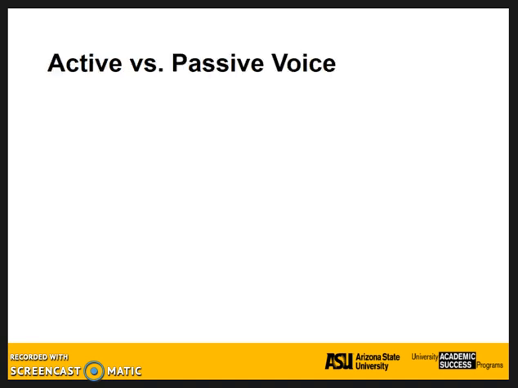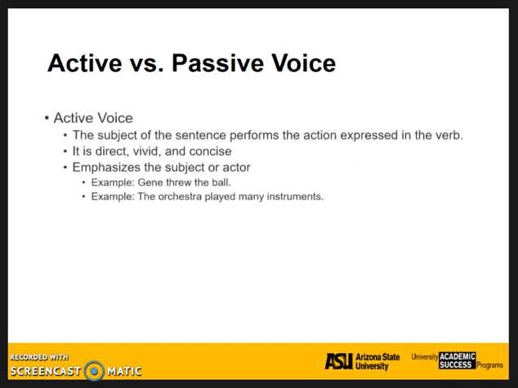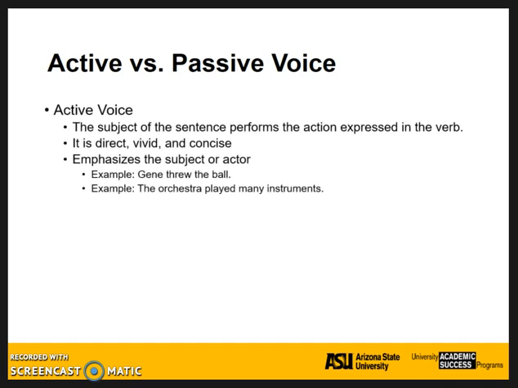In writing, it can be easy to write in passive voice. However, in most types of assignments, you will have to write with an active voice. Writing with an active voice means that the subject of the sentence performs the action expressed in the verb. It is direct, vivid, and concise, and will emphasize the subject or actor.